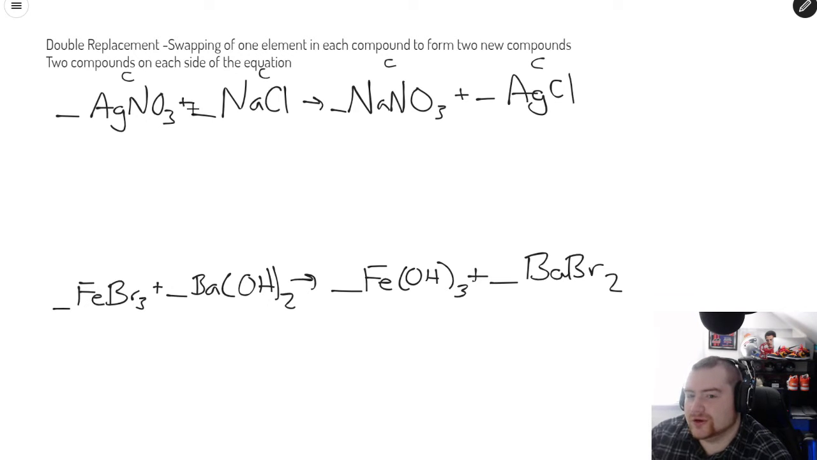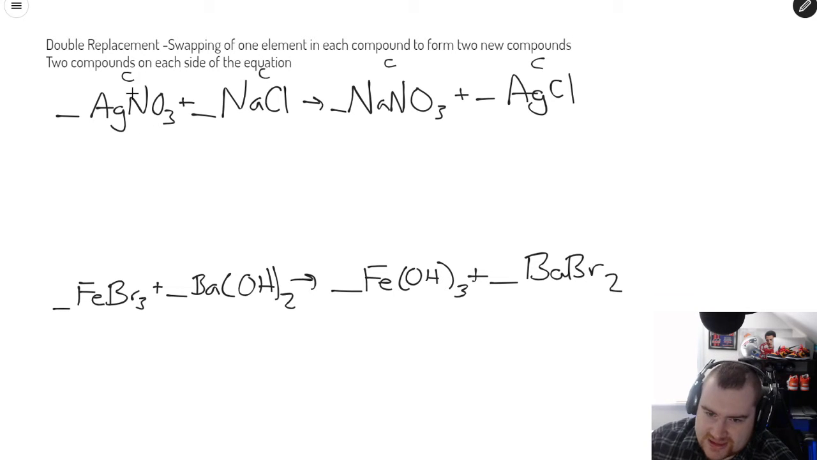We're looking for two compounds on each side of the reaction. So if you look up here, we have silver nitrate and we have sodium chloride both on the left side, the reactant side. They're both compounds. When we look on the right side, we have sodium nitrate and we have silver chloride. They are both compounds. So everything in this reaction is a compound.